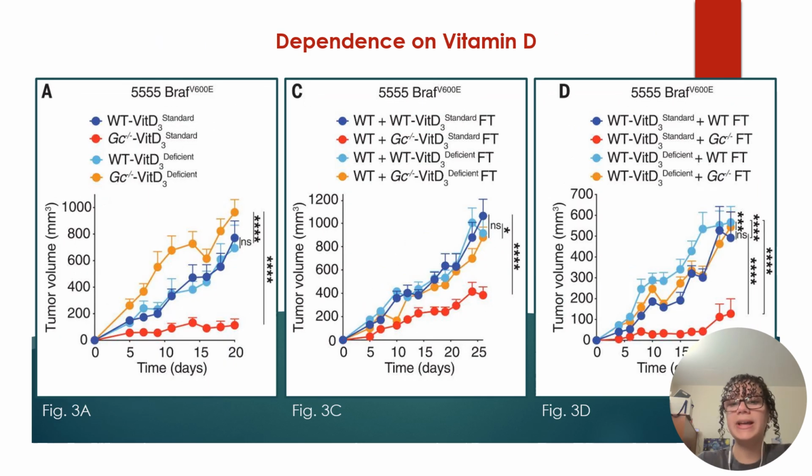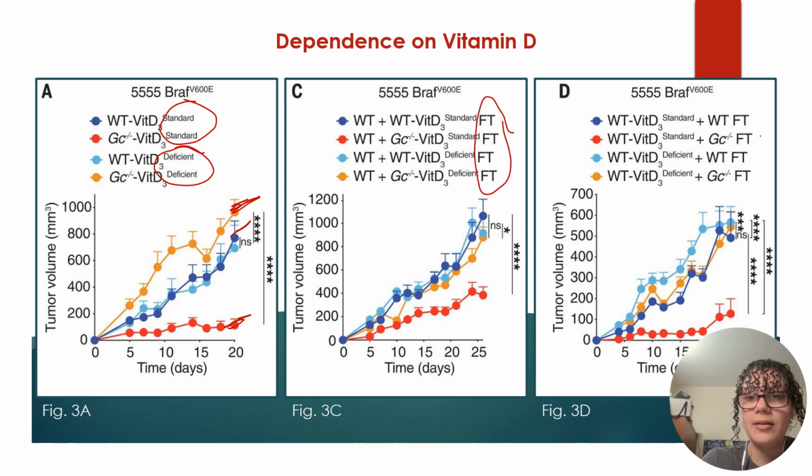With these graphs, we're looking at GC's dependence on vitamin D. This first graph compares standard and deficient levels. As you note here, the red and blue lines will always be used as reference. So as you can note here, once you remove vitamin D from the GC negative areas, they have the same rate as everything else, maybe even higher for tumor volume. So they lose their anti-cancer capabilities. Now here, we're looking at fecal transplantations.